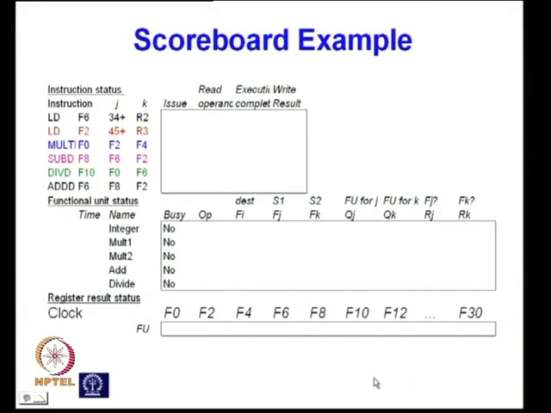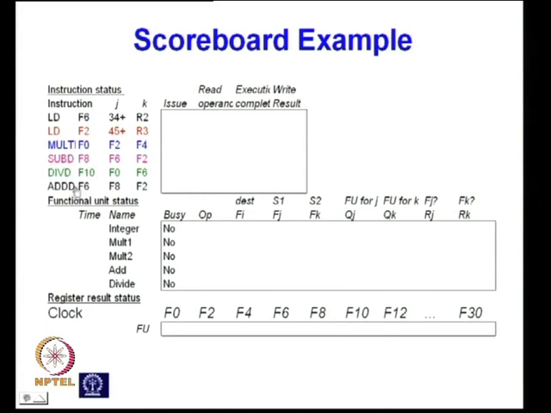Now, here is the scoreboard, where you can see there are 3 parts: instruction status, functional unit status, and register result status. And these are the instructions to be executed: there are 2 loads followed by multiplication, subtraction, division, addition.